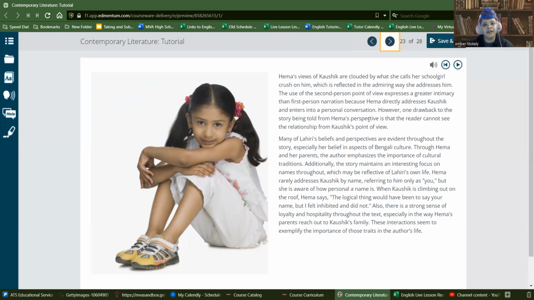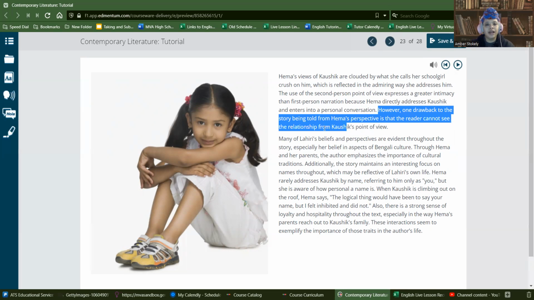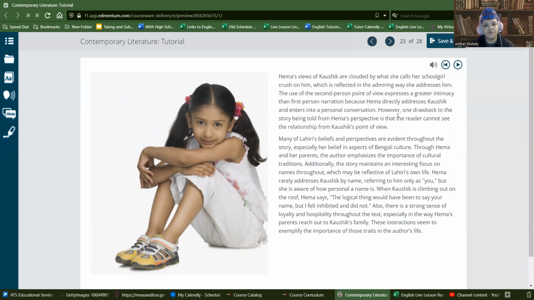And then they give you a listed drawback. So the drawback of the story being told from Hima's perspective is that the reader cannot see the relationship from Kaushik's point of view. You have no clue how Kaushik feels about anything. So that's the one drawback to second person point of view. But if your goal is to just give someone a glimpse into just that one person and give it an intimate sort of feel, second person point of view works really well.